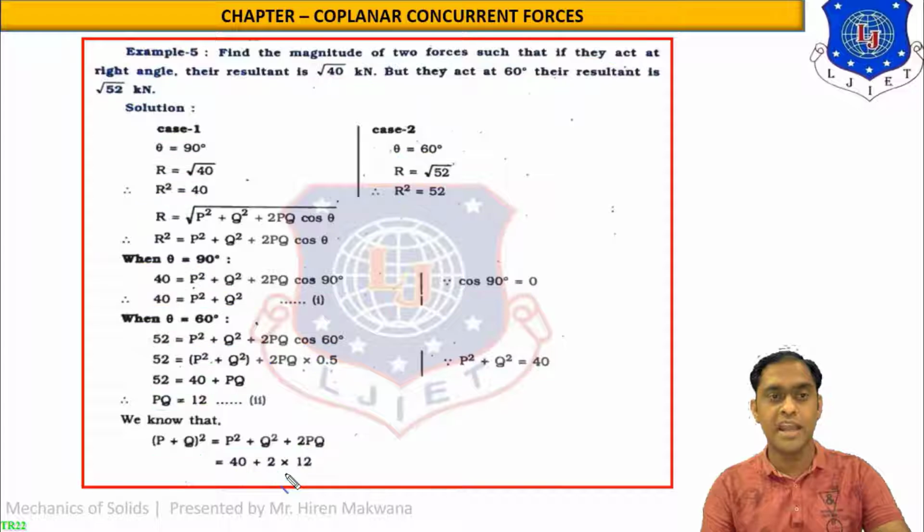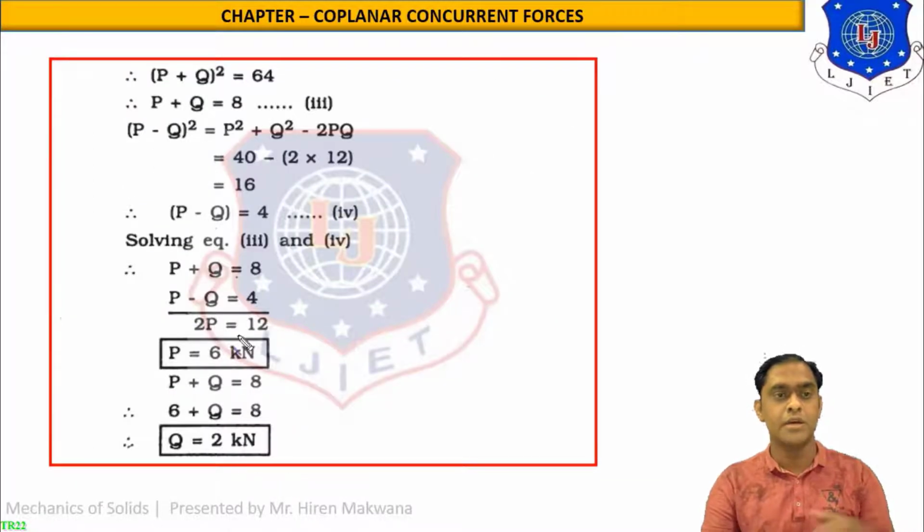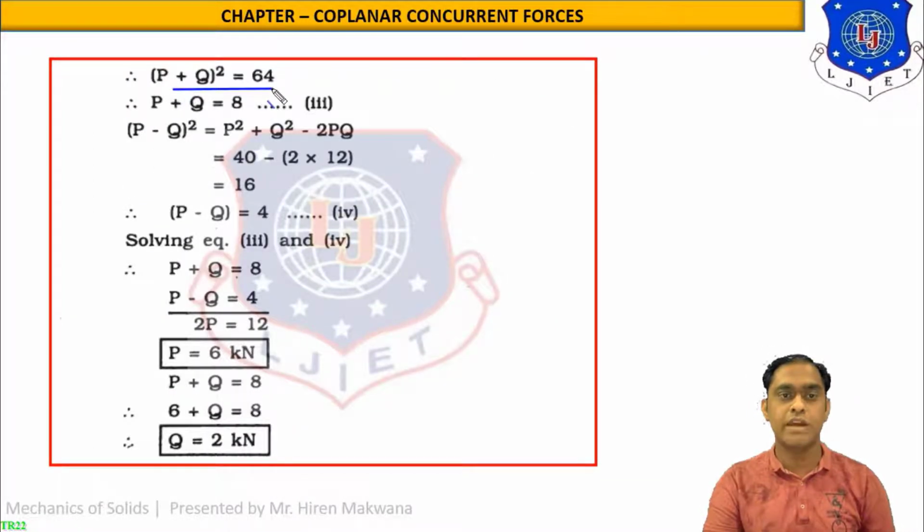Let us see on the next page. You can see over here (P plus Q) whole square equal to 64. So by square rooting, P plus Q equal to 8. So this is equation number 3.